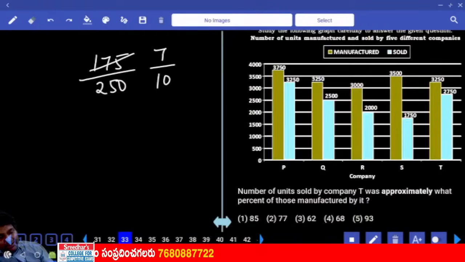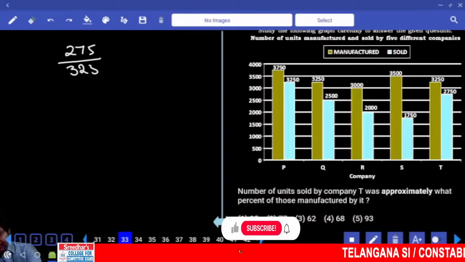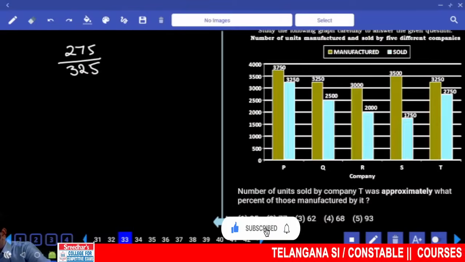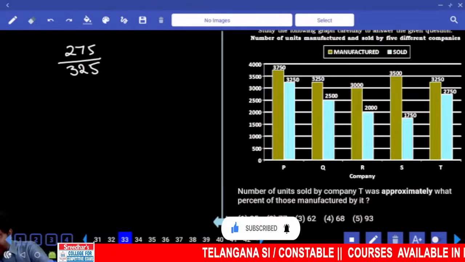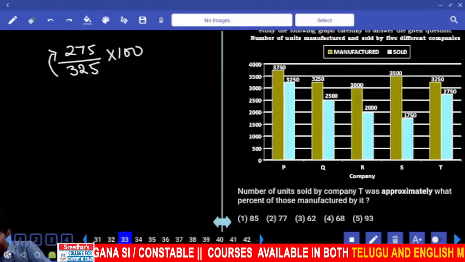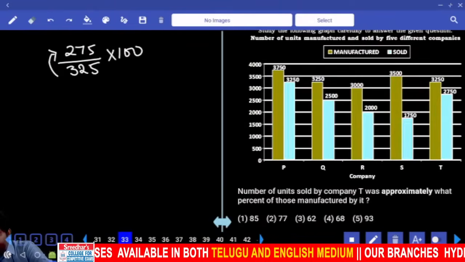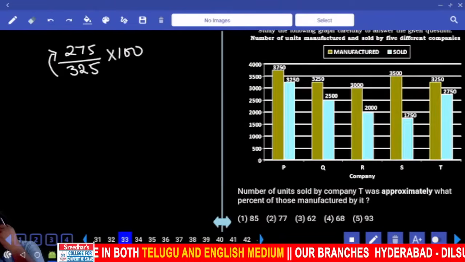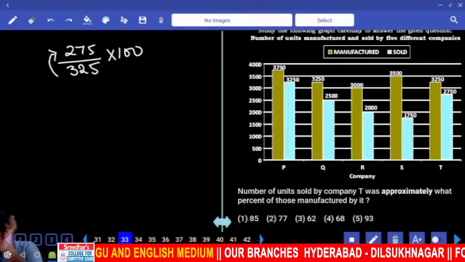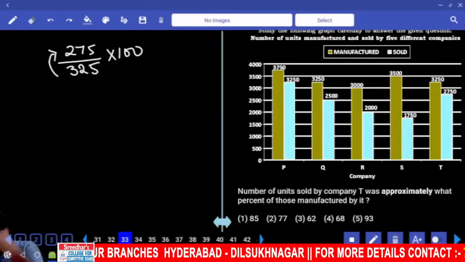Number of units sold by T was approximately what percent of those manufactured by it? T, 275 divided by 325. 0 is common in both numerator and denominator, so I am not considering. Is that okay? Numerator is how much less than denominator? Come on. 50. What is 10% of the denominator? Approximately 32. What is 5%? Then 15% will be equal to 48 only.